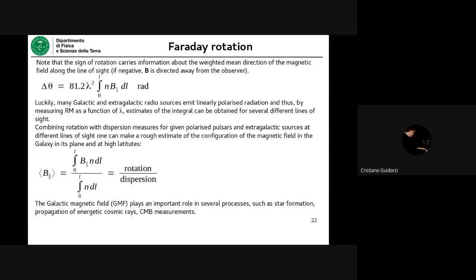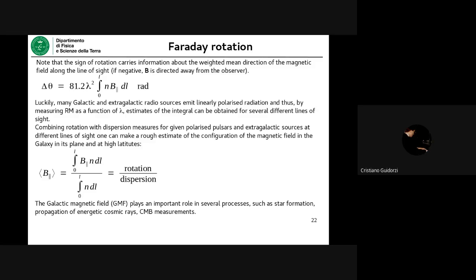The galactic magnetic field, the magnetic field that we have in our own galaxy, is very important for many different reasons in astrophysics, because it affects several processes, as I wrote here, from star formation. Also, if you are interested in studying cosmic rays as charged particles, as soon as they move, they are inevitably affected by the presence of a magnetic field, as well as if you are interested in CMB studies, because it affects the polarization.